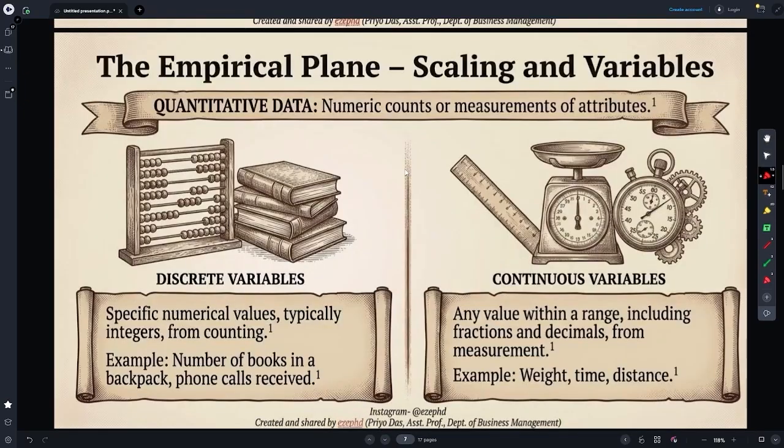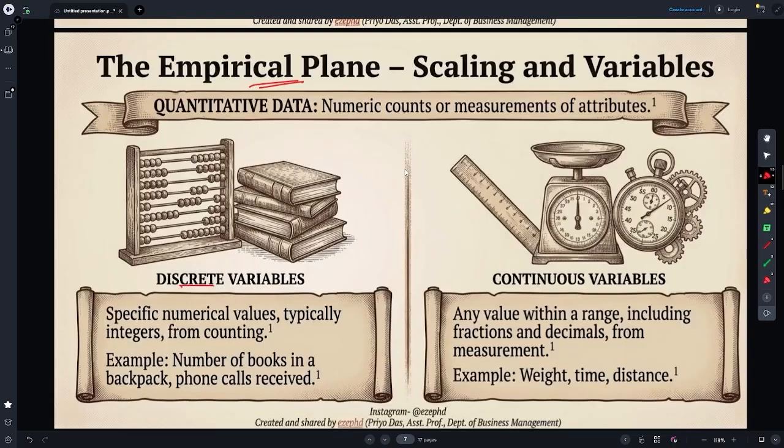Now, up to that point, it was all about the conceptual plane, because research happens on two planes: the conceptual plane and the next one, the empirical plane. In the conceptual plane, we should have a clear idea about how we are going to operationalize everything, and in the empirical plane, we have to decide our variables, the type of variables, and how we are going to measure the variables with the help of type of scaling, etc.